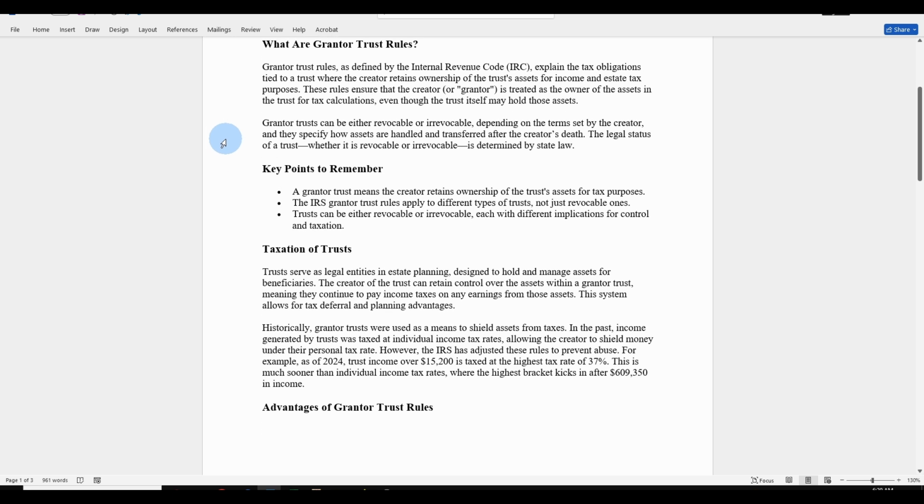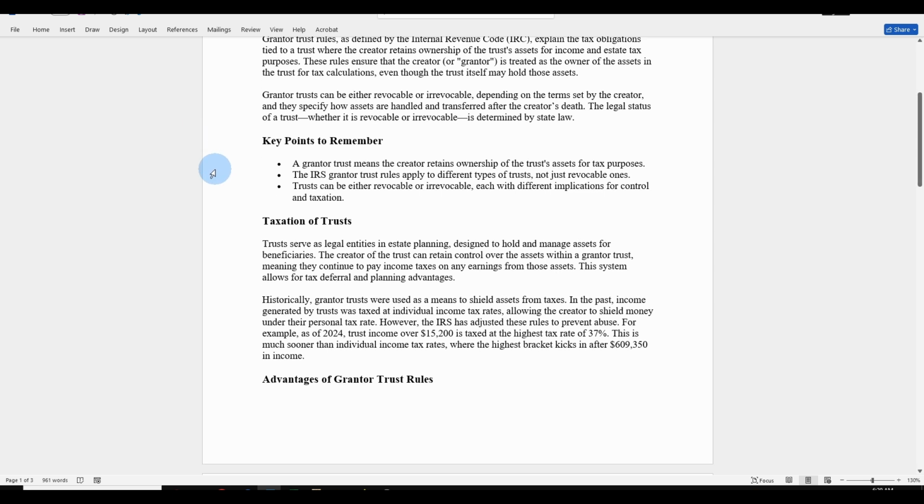Grantor trusts can be either revocable or irrevocable, depending on the terms set by the creator, and they specify how assets are handled and transferred after the creator's death. The legal status of a trust, whether it is revocable or irrevocable, is determined by state law. Key points to remember: a grantor trust means the creator retains ownership of the trust assets for tax purposes. The IRS grantor trust rule applies to different types of trusts, not just revocable ones. Trusts can be either revocable or irrevocable, each with different implications for control and taxation.